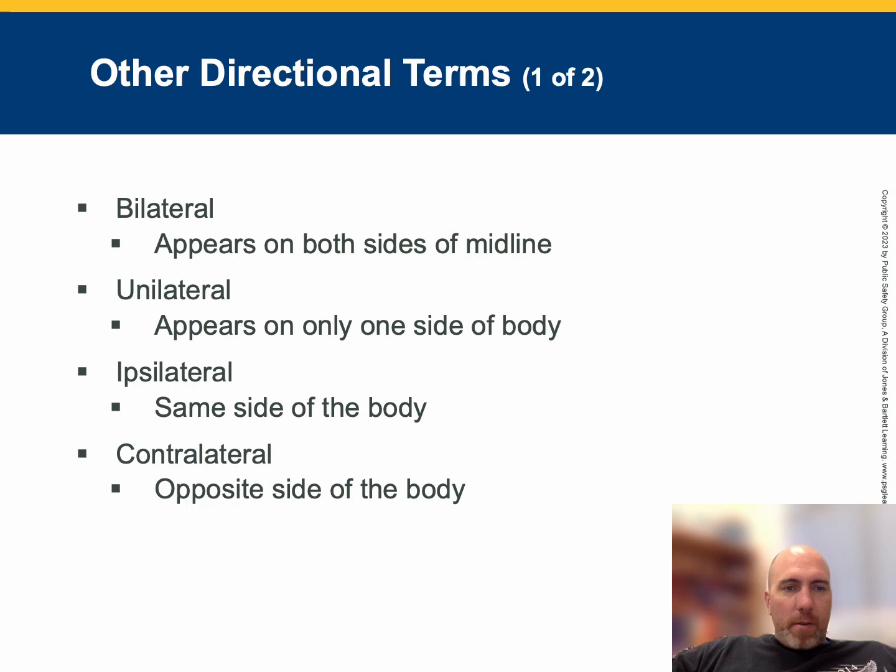All right, bilateral appears on both sides. Okay, so we may have bilateral lung sounds. Unilateral appears on only one side of the body, so we may have lung sounds on the right side and none on the left. Ipsilateral is the same side of the body, and contralateral is the opposite side of the body.